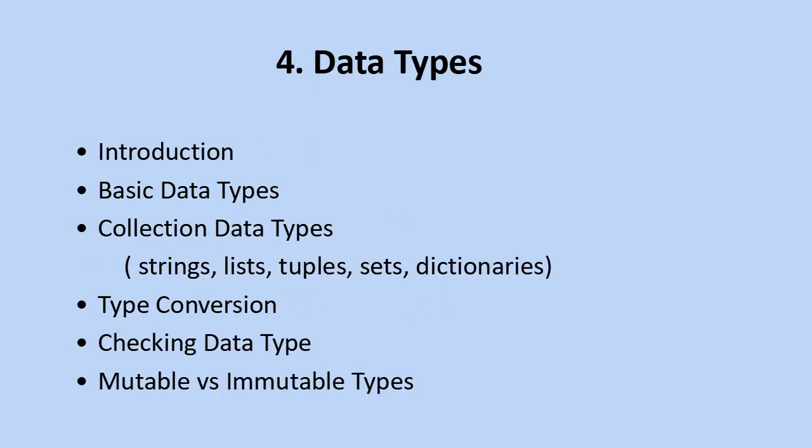Then comes data types, one of the key building blocks. We will explore basic data types like numbers and booleans, collection types like strings, lists, tuples, sets, and dictionaries, and also discuss type conversion and the difference between mutable and immutable types.